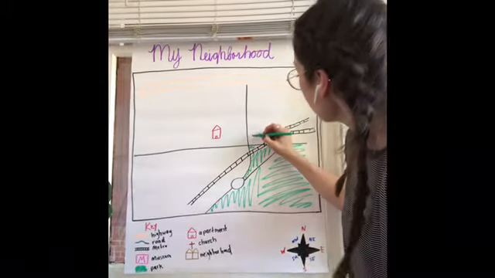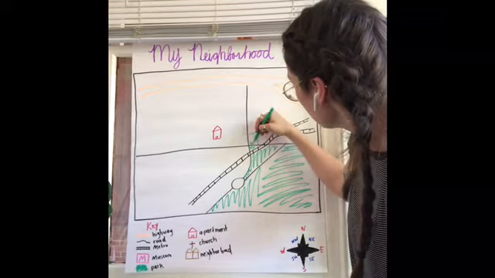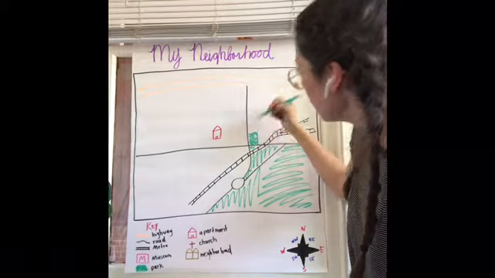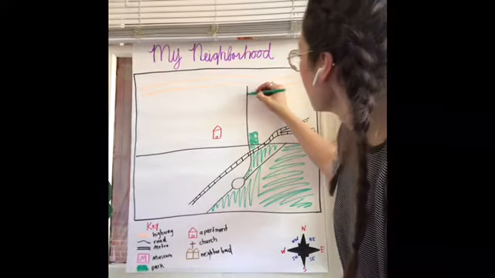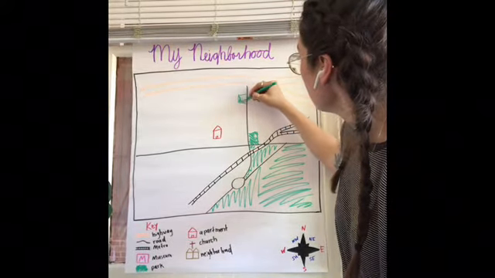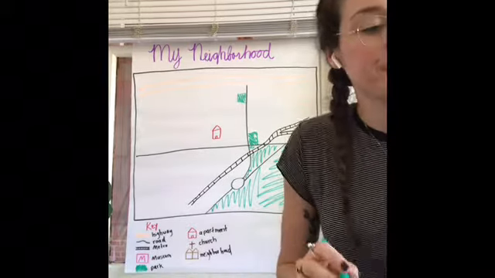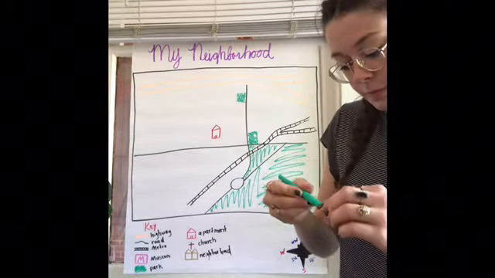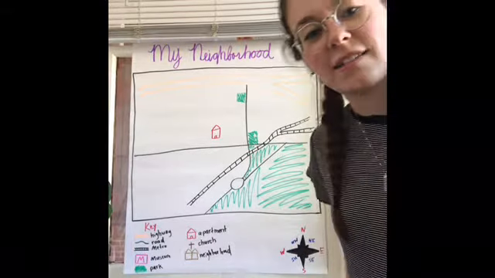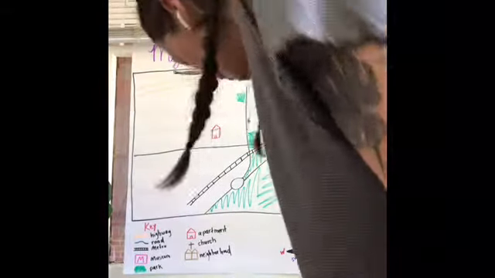And then there's another little park up here. And then over here is a park that's really close to our house. It's really tiny, but it's there. I'm going to color it out. Sorry, I sat on something. Alrighty.